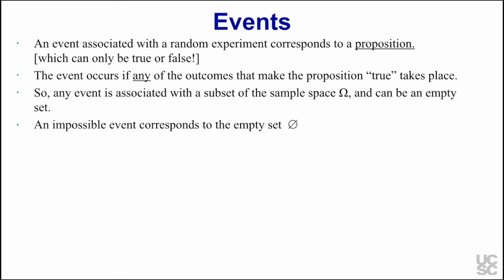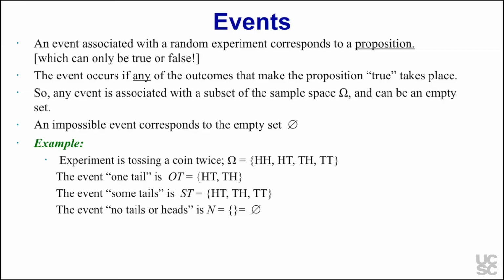We also have to define very clearly what we mean by events, and any event associated with a random experiment corresponds to a proposition. And remember that a proposition in mathematical terms is a statement that can be only true or false, but not both. And then, by using the mathematical notion of proposition, or the logical concept of proposition, an event takes place if any of the outcomes in the event takes place, which means that the proposition with which we define the event becomes true. So any event is associated with a subset of the sample space omega as a result, and of course can be an empty set. An impossible event corresponds to the empty set phi.